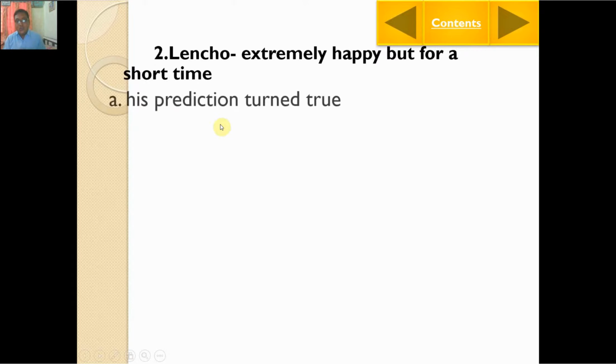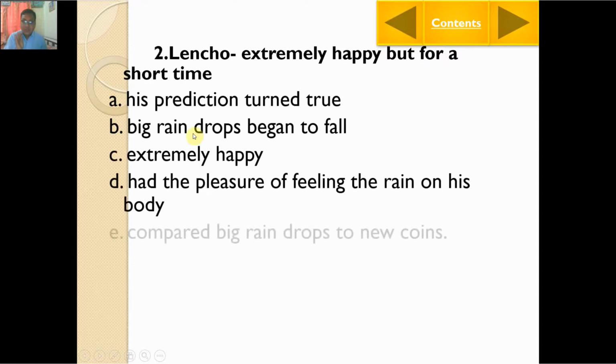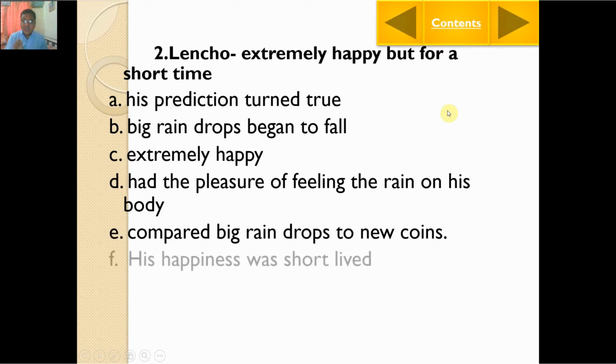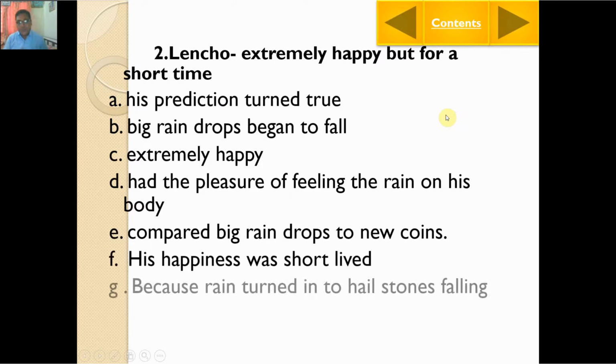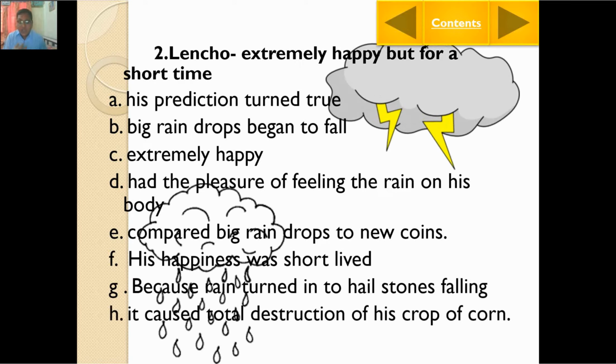Second point, Lencho extremely happy, but for a short time. The corresponding subpoints: his prediction turned true. Big raindrops began to fall. Extremely happy he was, he had the pleasure of feeling the rain on his body. He compared big raindrops to new coins. His happiness was short-lived because the rain turned into falling hailstones. It caused total destruction of his crop of corn.